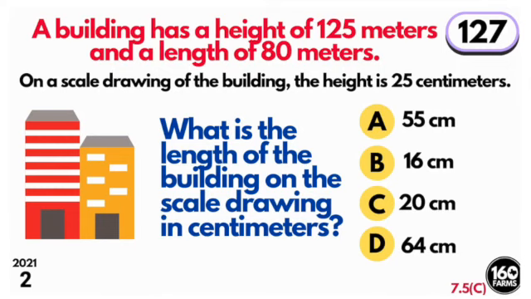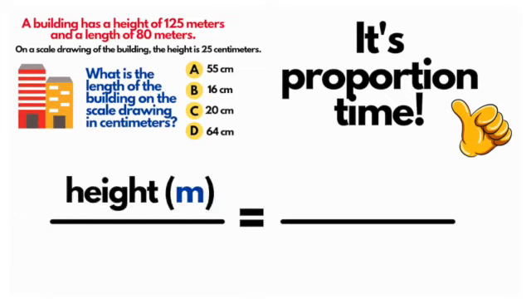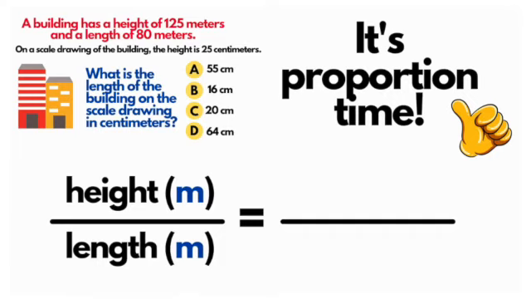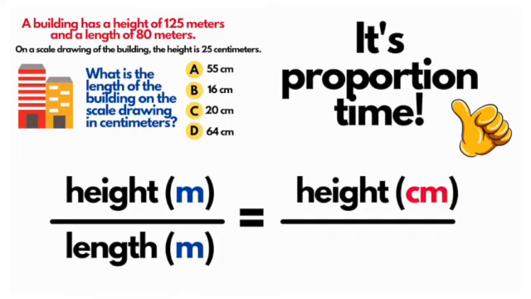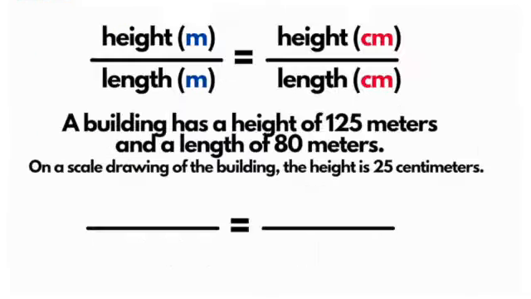So let's take a look and put it into a proportion, because whenever we're looking at scale drawings, it's a proportional relationship. First, we want to look at the height in meters and compare that to the length in meters of what we have in front of us. On the other side, we'll look at the height in centimeters and then the length in centimeters, so we can compare these two things. So let's move into that.